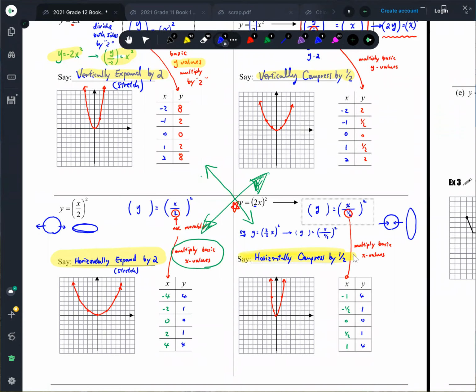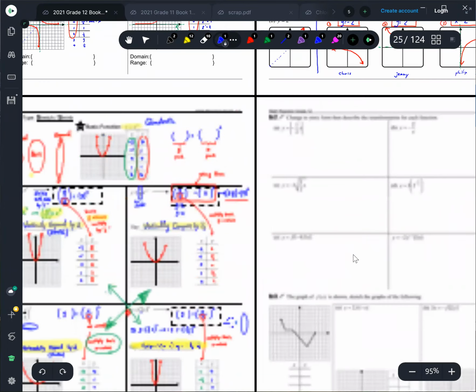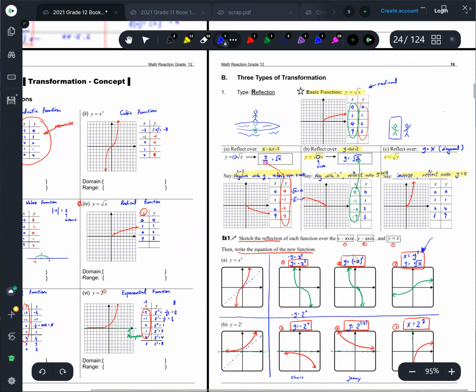So the yellow part, the sentence that we wrote down, those will be the answer. Okay, when they say, please describe the transformation, this is what you write. Please raise your hand if you finish writing. Okay, so let's make a summary now, right? So we'll go back to the last page first, okay?